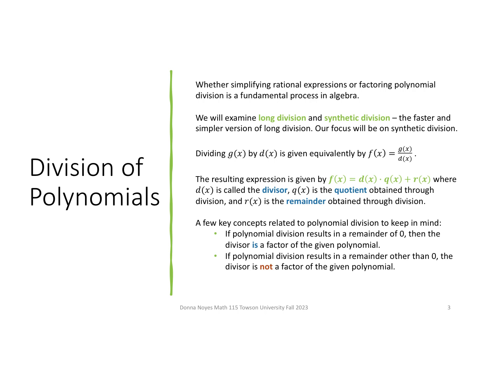A few key concepts here that we need to remember: if a polynomial division results in a remainder of 0, then the divisor is in fact a factor of the given polynomial g of x. That means d divides g of x with no remainder. It's a factor of g of x. If our polynomial division results in a remainder other than 0, our divisor is not a factor of the given polynomial g of x.